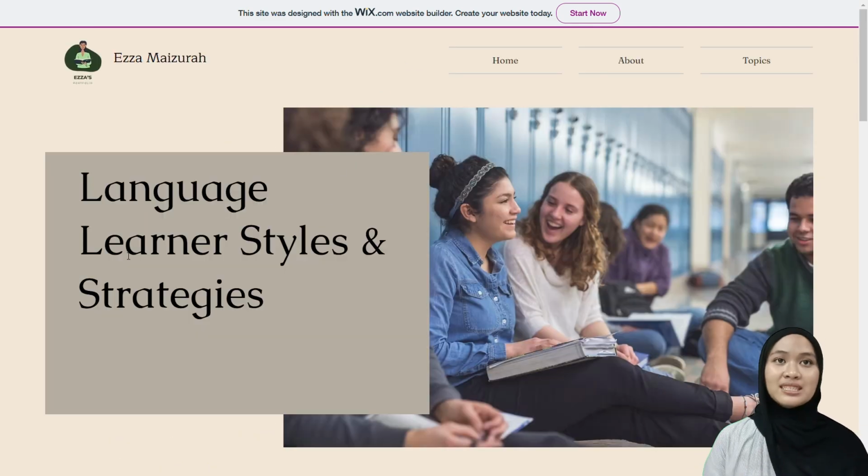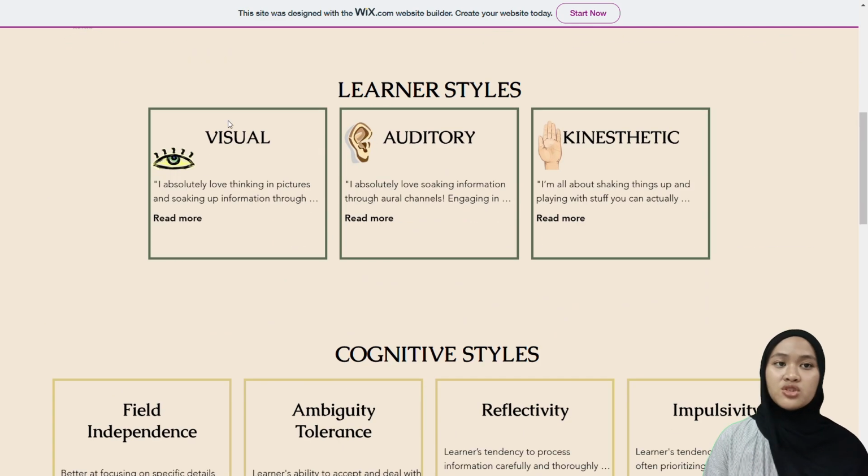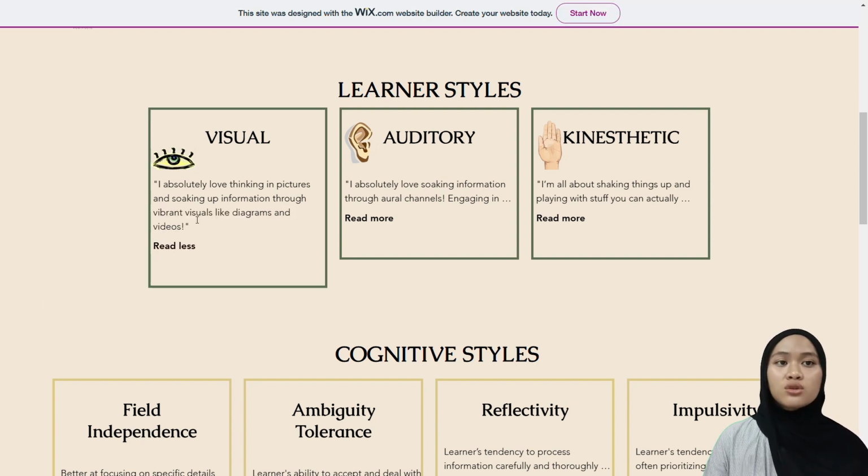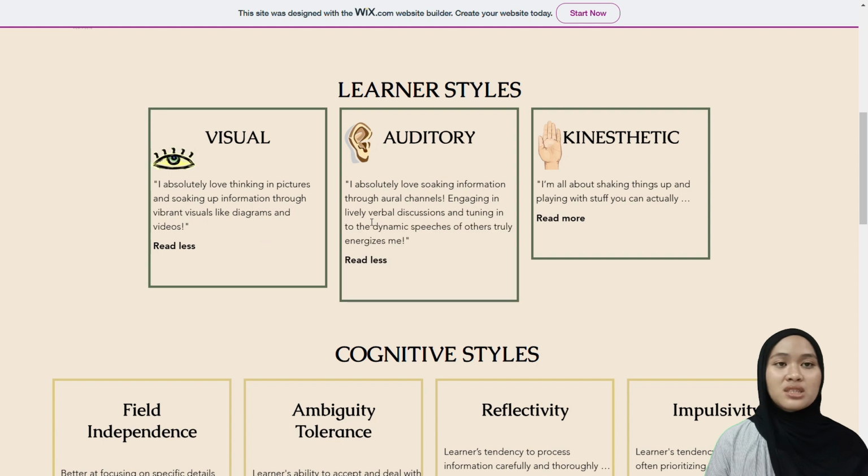Moving on to learning styles. I believe everyone is familiar with the 3 main learning styles. So which one are you? Let's see. First, we have visual learners. I am a visual learner myself, as I love thinking in pictures. I love using my imagination to soak up information through vibrant visuals like diagrams and videos. I believe it will make my lesson more fun and I can be creative to understand my lesson.